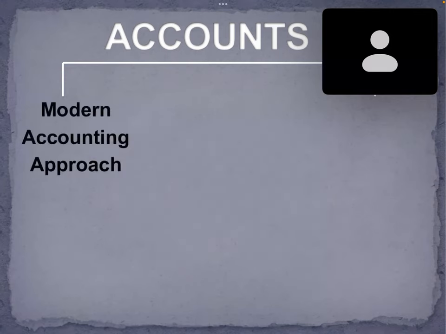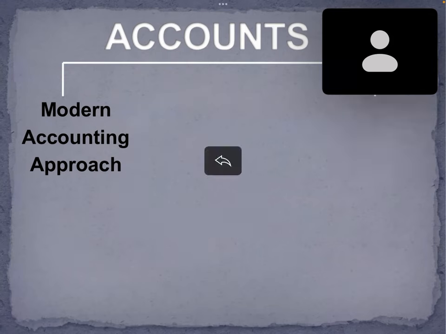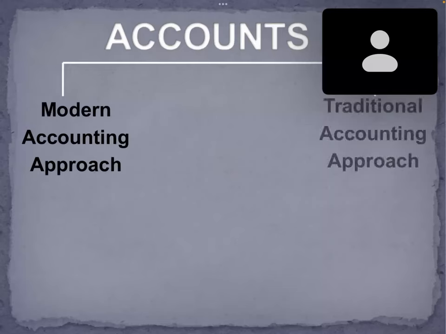Now, there are two approaches on the basis of which accounts can be classified. We have two approaches to classify the accounts. One is called the modern accounting approach, and then we have the traditional accounting approach. So based on the modern and traditional accounting approach, we can classify the accounts into various categories. All right. So first of all, let's talk about the modern accounting approach.